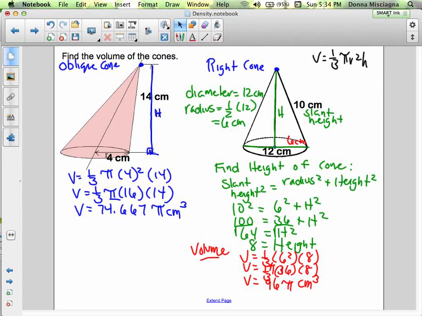Next video will be spheres. In spheres, I have to do surface area and volume. If I don't teach you the surface area of a sphere, the volume doesn't make a whole lot of sense.